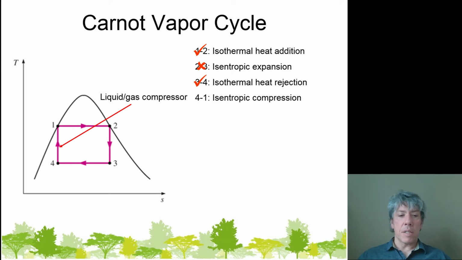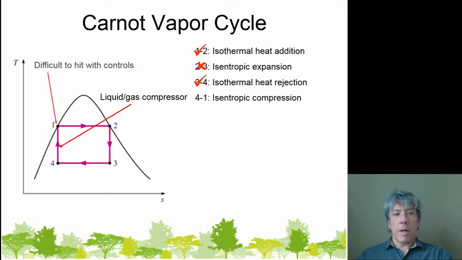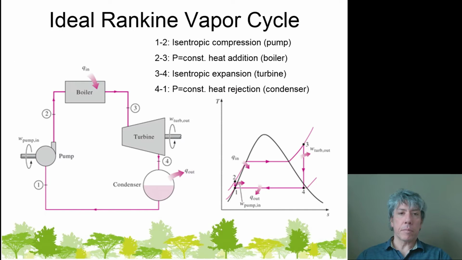So this doesn't sound like a very good strategy. Basically, the Carnot cycle is just not a very good model of the ideal vapor power cycle. It's really the expansion and compression in this particular case.